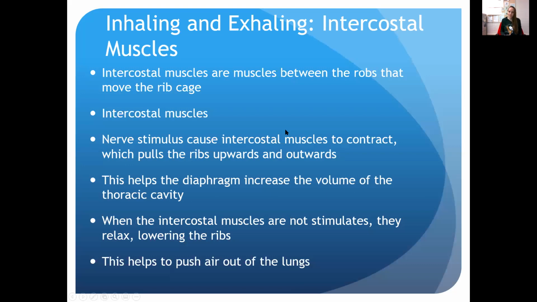Intercostal muscles also help with the whole inhaling and exhaling process. Intercostal muscles are just the muscles in between your ribs that move your rib cage. So what's going to happen is a nerve stimulus will get sent to those intercostal muscles and cause them to contract. When your intercostal muscles contract, it pulls your ribs upwards and outwards. Like if you take a really deep breath, you can feel your ribs come up and out. That also increases the amount of space in your thoracic cavity, which allows for air to be pulled inwards.